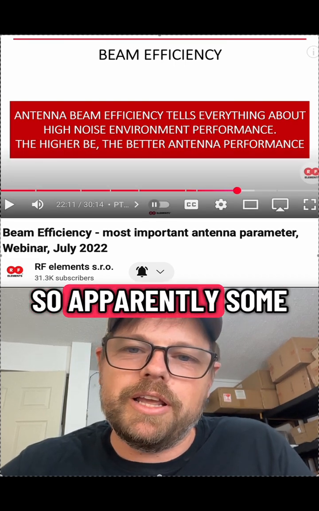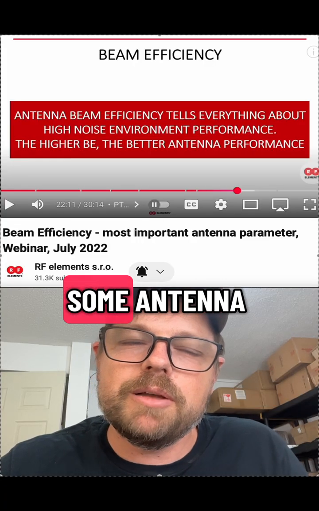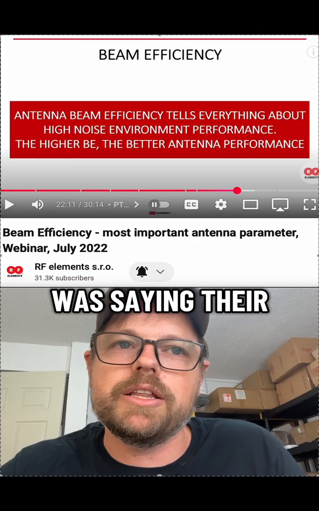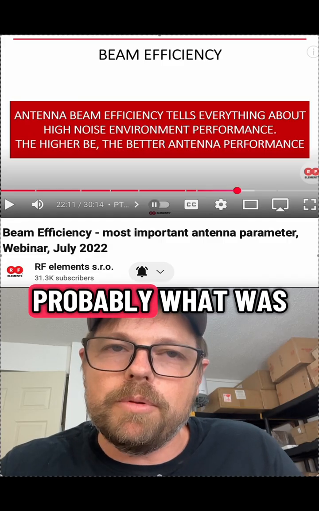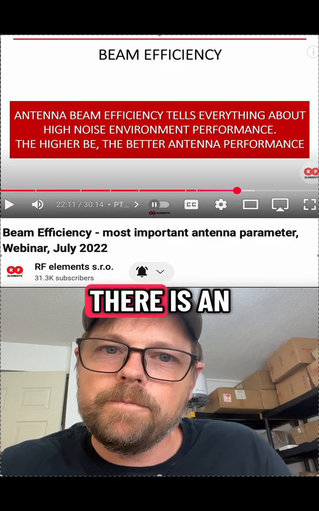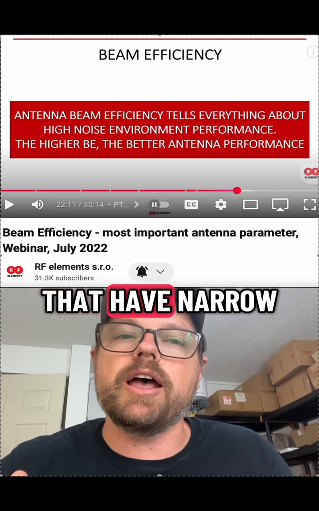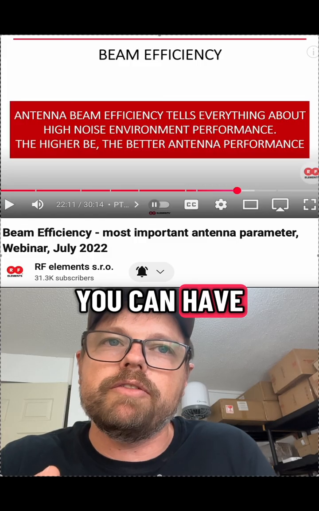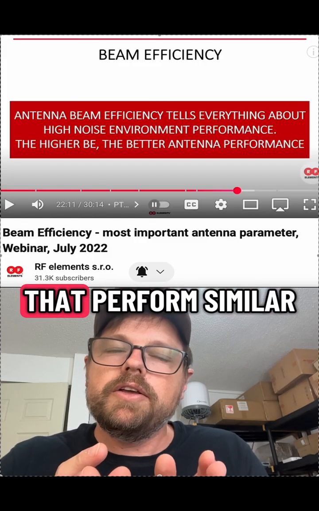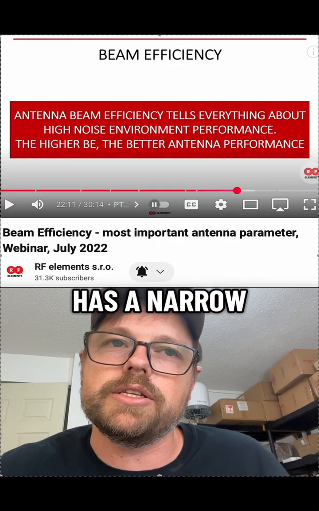So apparently, some antenna manufacturer, I have a guess, was saying their antennas perform like horn antennas. Probably what was happening there is an antenna manufacturer was making sector antennas that have narrow beam widths. With those narrow beam widths, you can have a sector antenna that performs similar to a horn antenna insofar as a horn antenna has a narrow beam width.